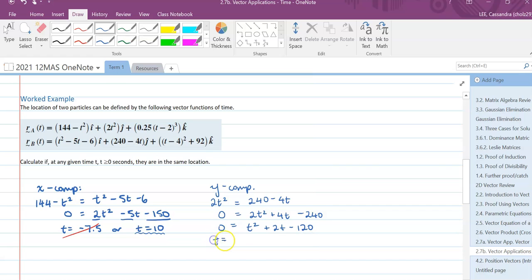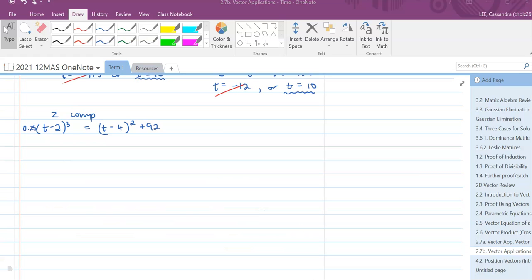Okay, so chucking this into my graphics calculator, I get two values. I get a value of t is equal to negative 12, or t is equal to 10. So automatically again we're going to discount this first value because we don't want negative time, and again we can see here that t is equal to positive 10. Now we're going to do the same thing with our k component.